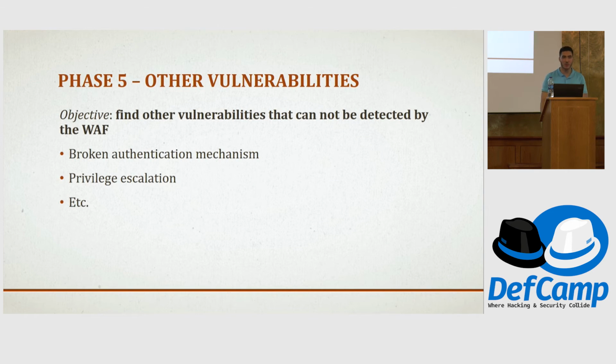Phase 5 would be to find other vulnerabilities. So there are vulnerabilities that cannot be blocked by a WAF at all. For instance, if we have vulnerabilities in the application logic, for instance, a broken authentication mechanism, or a privilege escalation vulnerability, and so on and so forth. So these vulnerabilities cannot be detected by a WAF, and we have to assess the application for such vulnerabilities.